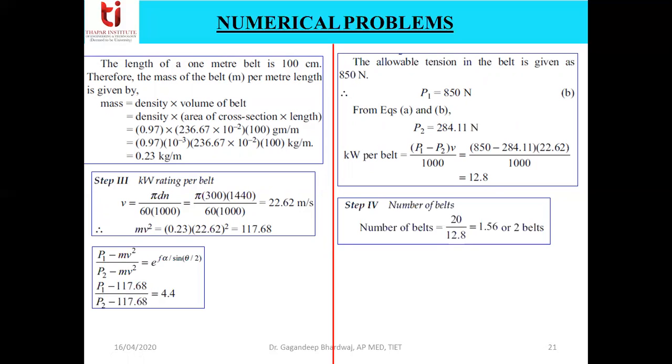In actual, it is connecting a 20 kilowatt motor. So the number of belts required in this case is 20 divided by 12.8. So approximately 2 belts are required in this case. Thank you.